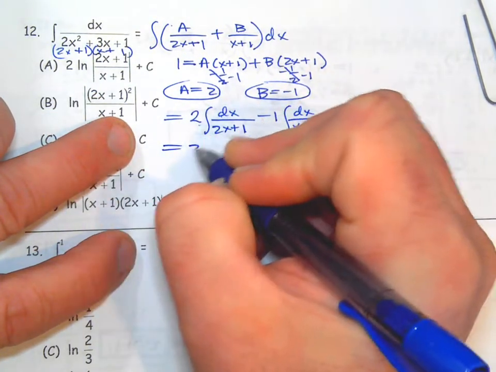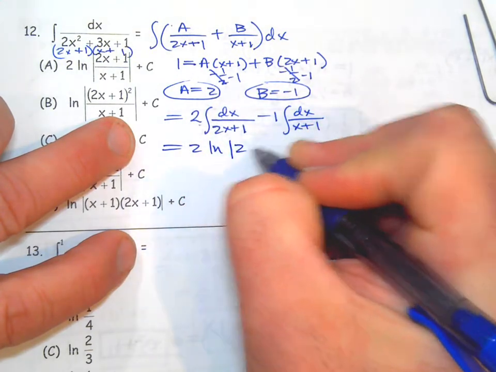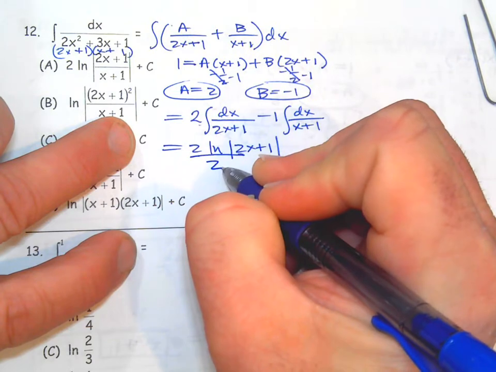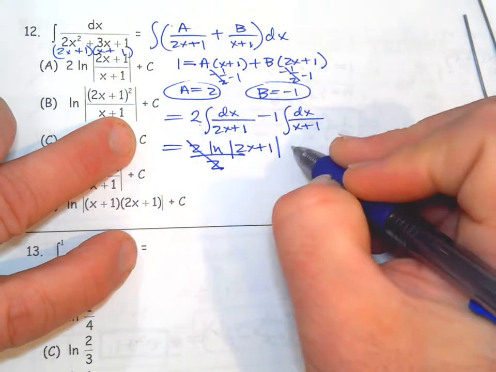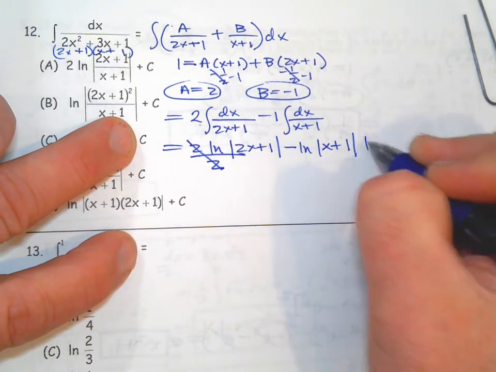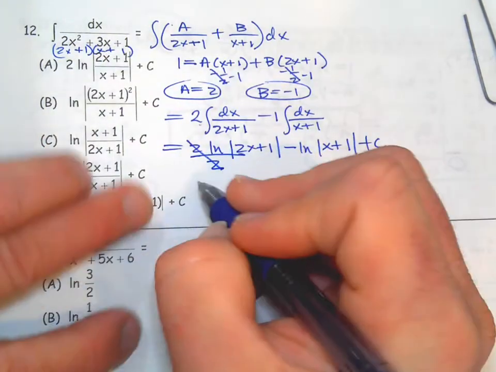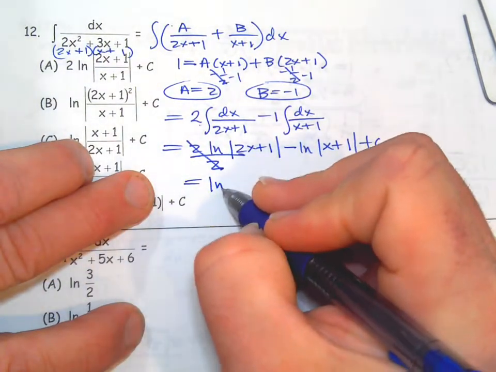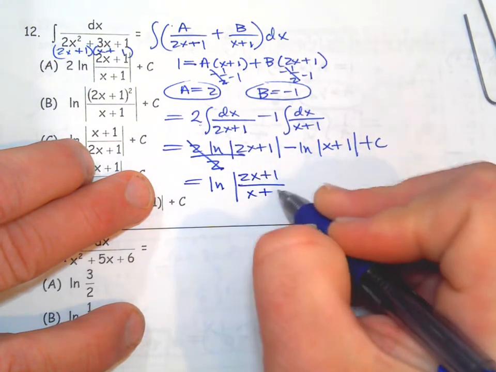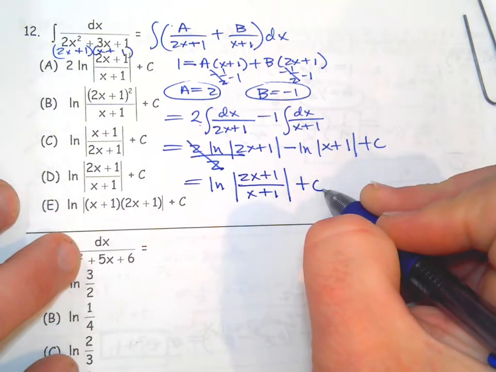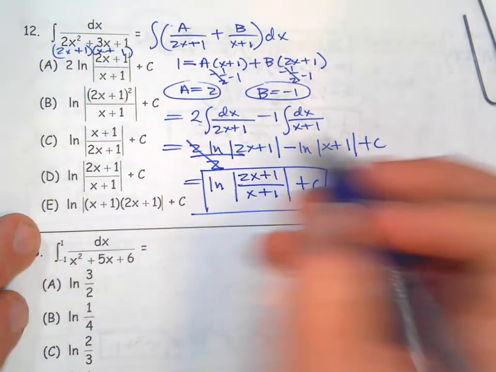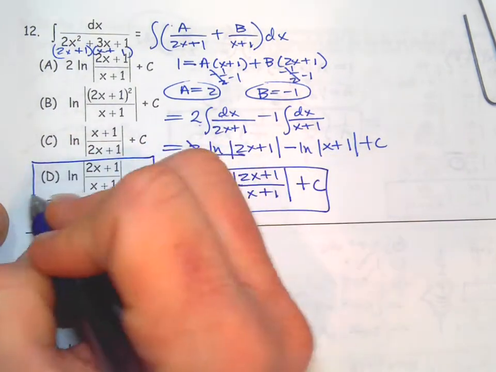So there's going to be 2 natural log, the absolute value of 2x plus 1. Be careful though, an extra 2 is going to pop out that we didn't want. Chain rule, got to divide by 2. Watch out for that. Now, all these answers look like they took advantage of the log rule, so we are going to do that. 2x plus 1 over x plus 1, all inside absolute values. So we see that right there, answer D.